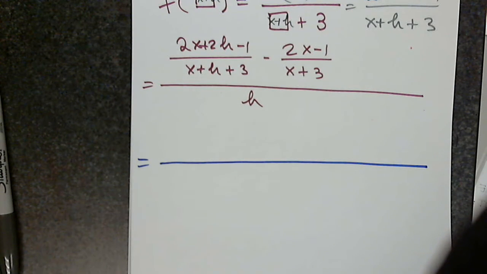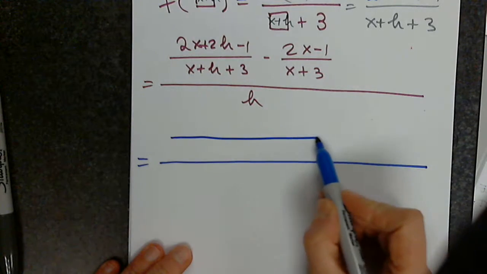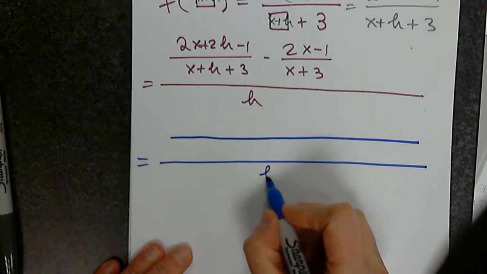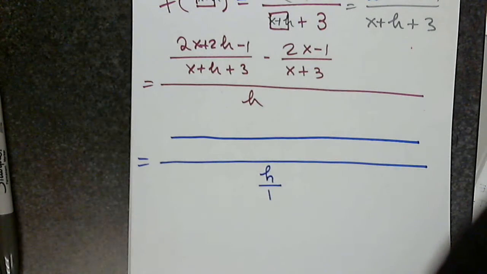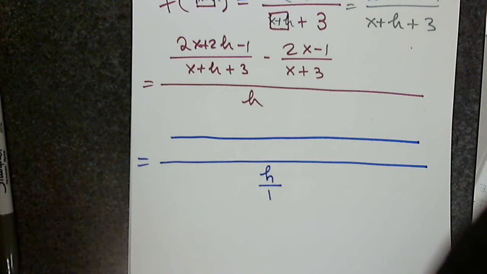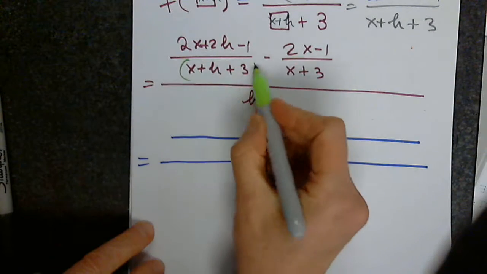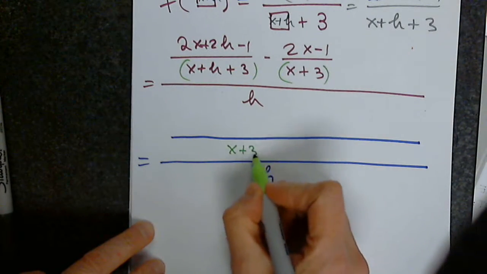Lowest common denominator for the two fractions on top. Absolutely. And the denominator is h or h over 1. Good. What is the least common denominator at the top? x plus 3 times x plus 8. Of course, they have nothing in common. These are two different factors.